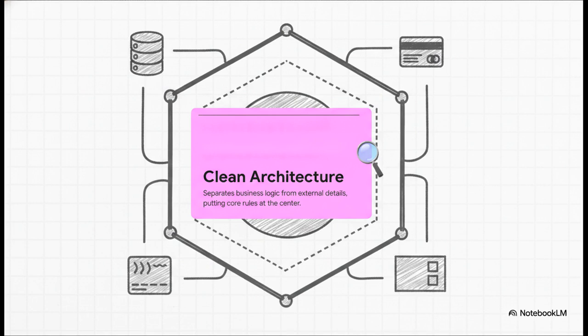Your frameworks, your UI, your external databases, those are just treated as interchangeable implementation details that hook in through distinct ports and adapters. So your business logic never directly depends on a tool like Stripe or Postgres. It makes your app insanely robust and super easy to test in isolation.